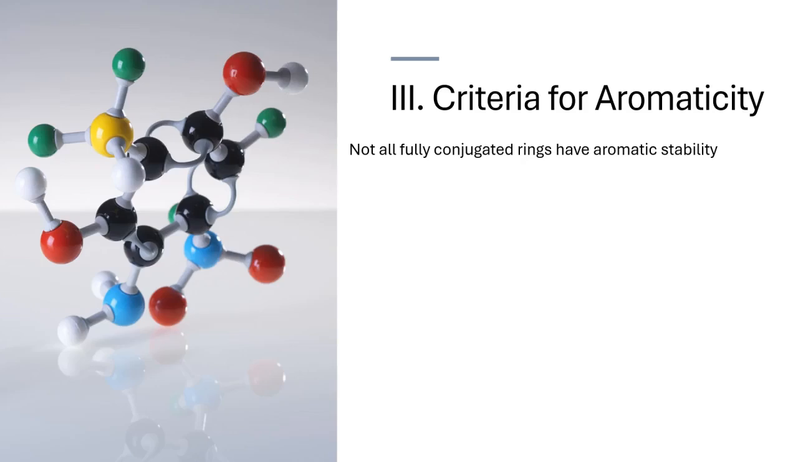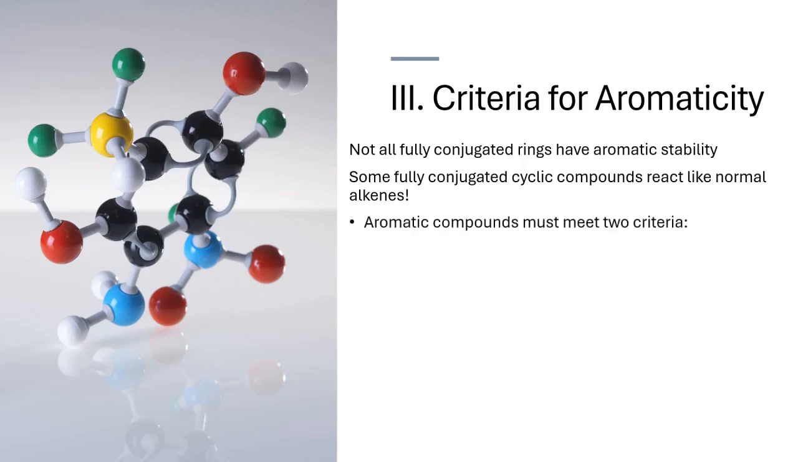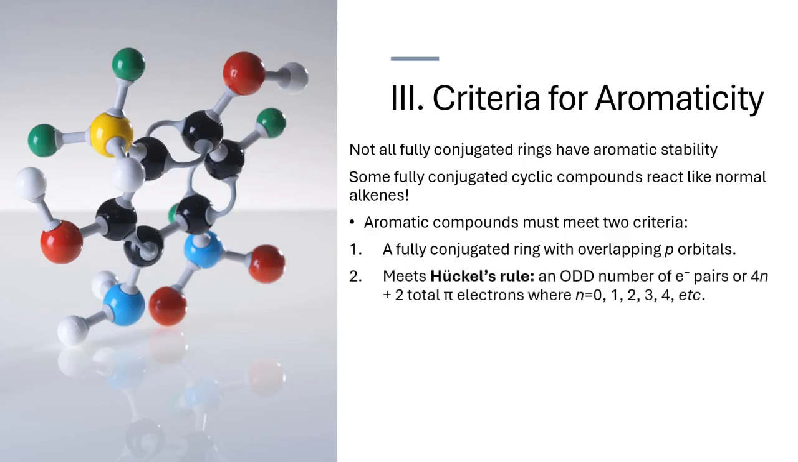Criteria for aromaticity. Not all fully conjugated rings have aromatic stability. Some fully conjugated cyclic compounds react just like normal alkenes. Aromatic compounds must meet 2 criteria to be aromatic. 1. A fully conjugated ring with overlapping p orbitals, as we just saw earlier with MO theory. And 2. It must meet Huckel's rule. There must be an odd number of electron pairs, or 4n plus 2, total pi electrons, where n is equal to any whole number starting with 0.